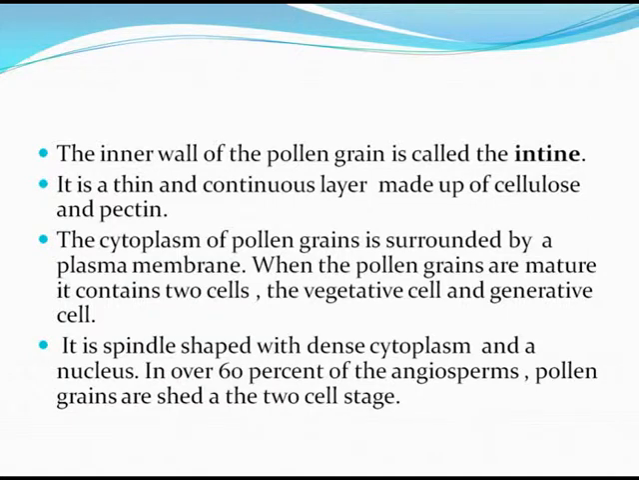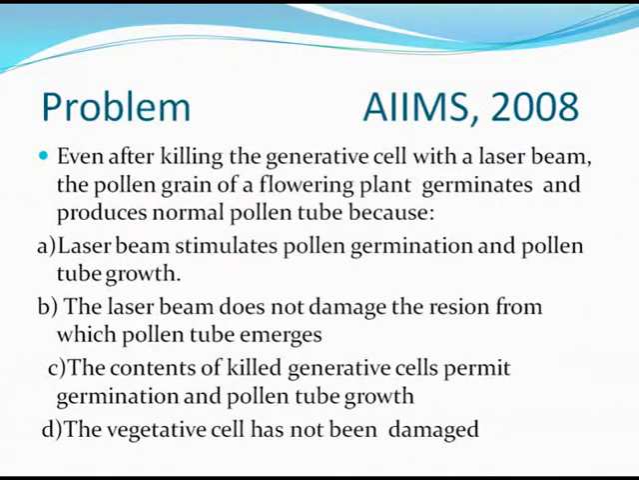In over 60% of angiosperms, pollen grains are shed at the 2-cell stage. Now here's a problem. Even after killing the generative cell with a laser beam, the pollen grain of a flowering plant germinates and produces a normal pollen tube because the laser beam stimulates pollen germination and pollen tube growth.